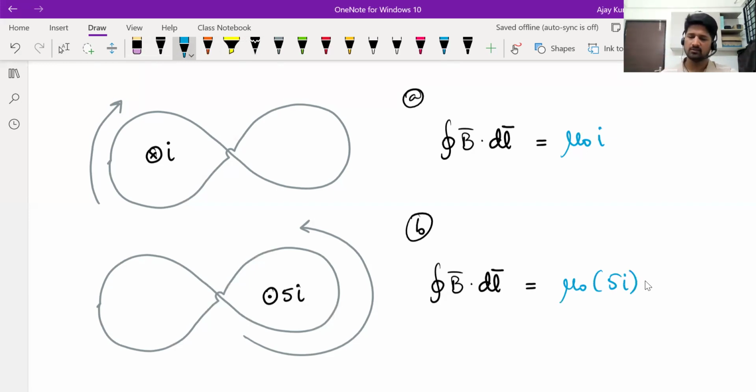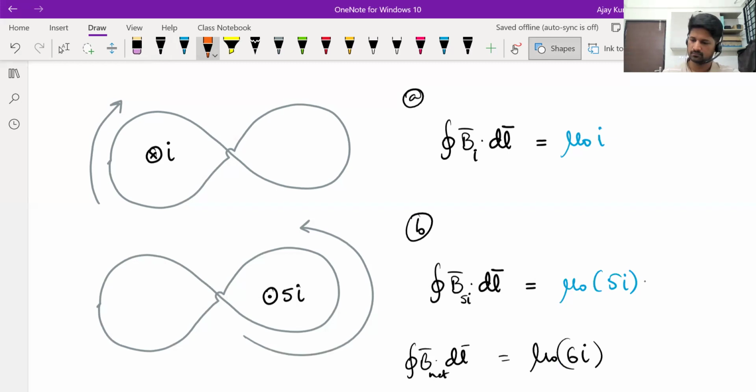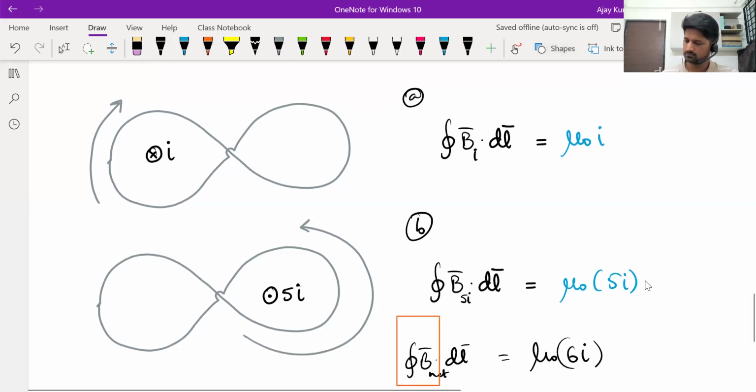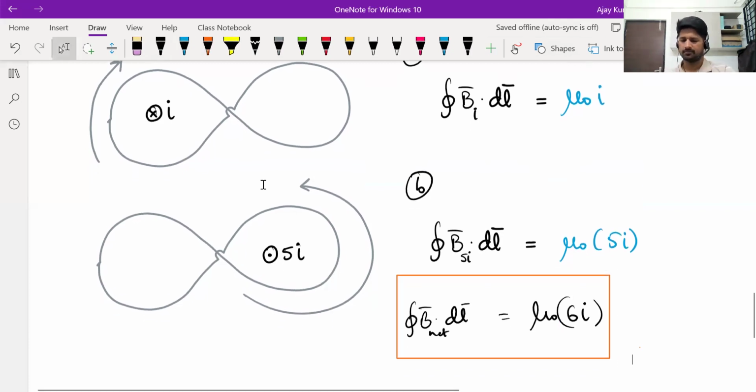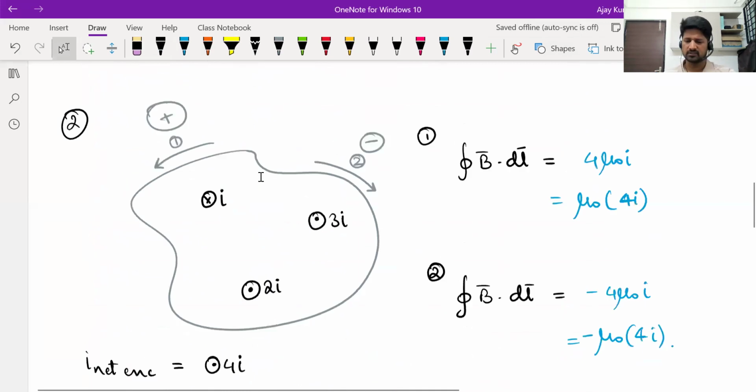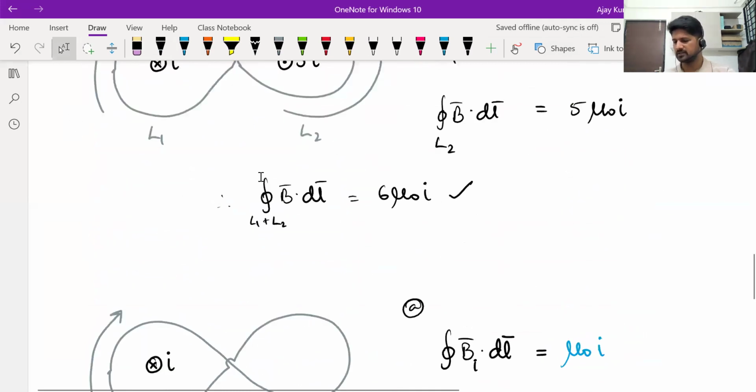So you add both currents now, the total integral B dot dl net. Okay. The first one was the magnetic field produced by the first current, I. The second integral was the magnetic field produced by the current 5i. Now you add both, net magnetic field. It will be mu naught into 6i or 6 mu naught I. Okay. You can do it this way also. Okay. So these are some questions they can ask based on Ampere's law. There are some other kinds of questions also.